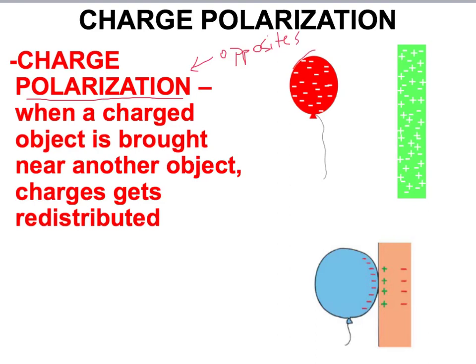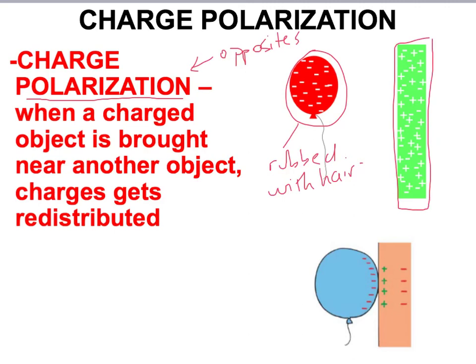Here's a balloon that's been charged. The reason it's got all of these negative charges on it is because it's been rubbed against your hair. Electrons transfer from your hair to the balloon, and the balloon gets negatively charged. That balloon has been charged by friction.